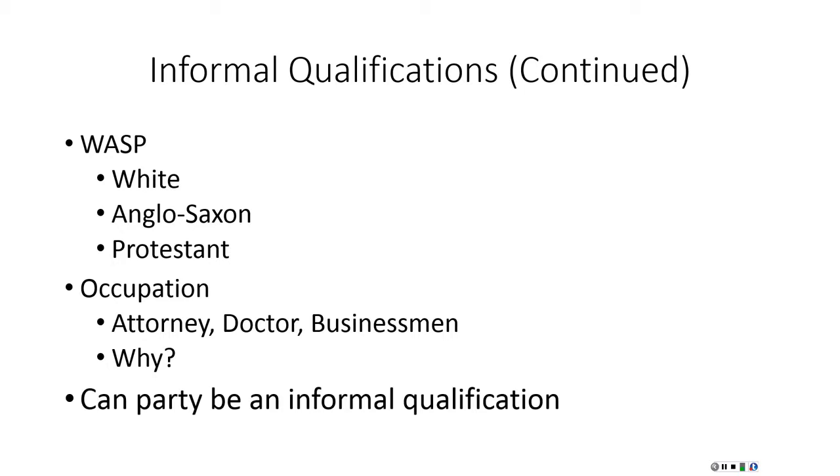Finally, the last thing I want to ask is, can party be an informal qualification? And the answer is yes. If you look at Texas today, if you want to run and win for a statewide office, what party do you need to be a member of? Well, and this even applies to the Texas legislature. What party do you need to be a member of? We have very few Democrats in power right now that are holding elected office. So you could say, yes, you need to be a Republican to win. So party can be an informal qualification. Right now in Texas, if you are a Democrat, you are probably not going to win your race.